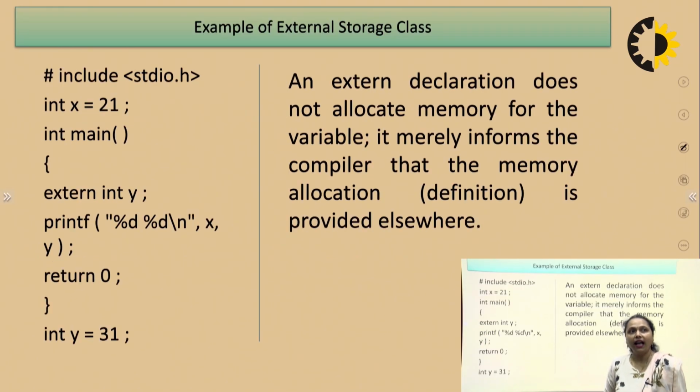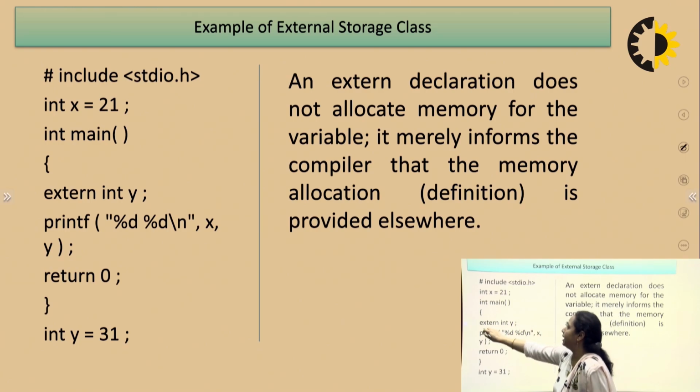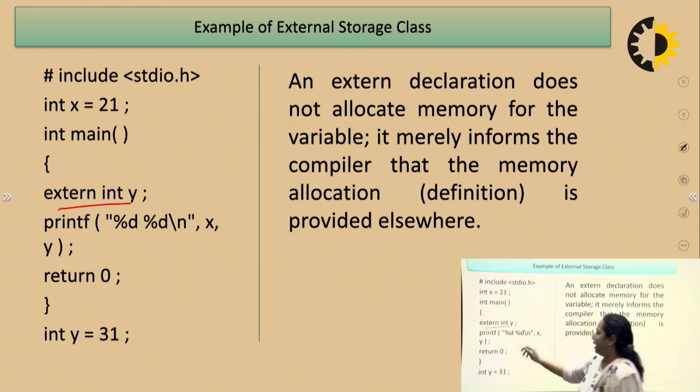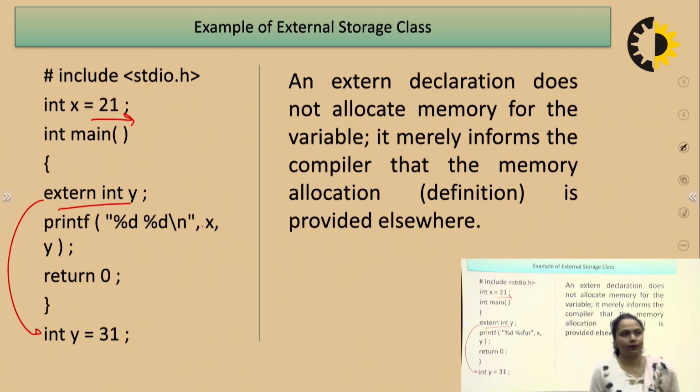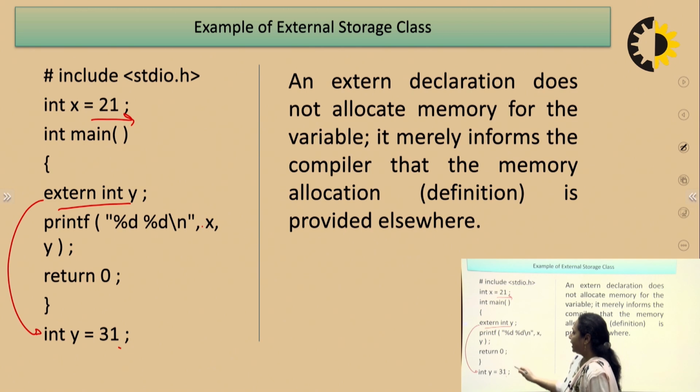Next we have the external storage class. External storage class variables are global by nature. So whether we declare a variable using the external storage class, it will be accessed throughout the program. The code can be written as simple as extern int y and printf %d x comma y. Here x is a global declaration of variable x, and y is an external storage class variable. It will catch the value of y from here.